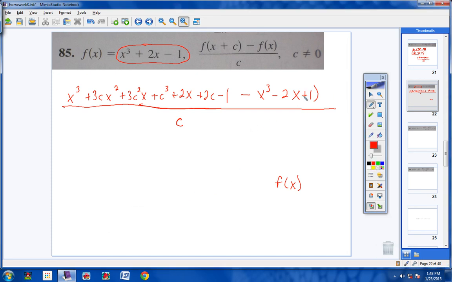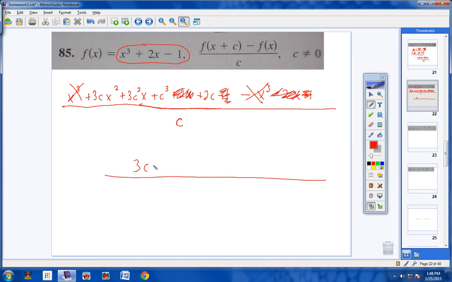And your negative 1 will become a positive 1. Alright, now we're going to pull this down. And there we go. Okay, so we're looking hopefully pretty good. Alright, now let's simplify the numerator here. Positive x cubed, negative x cubed, they cancel out. Positive 1, negative 1, they cancel out. Positive 2x, negative 2x, they cancel out.